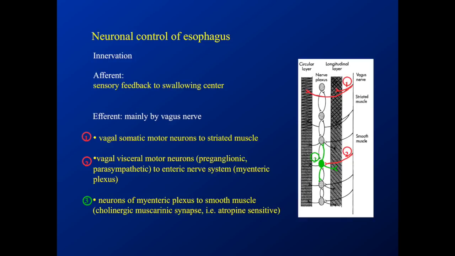The efferent is mainly by the vagus nerve, and there are several points to take note of here. The vagal somatic neurons are to the striated muscle at the top third of the esophagus. Then you have vagal visceral motor neurons that are preganglionic and parasympathetic, and these go to enteric nervous system sites through the myenteric plexus. And then finally, these myenteric plexuses send out nerve branches to the smooth muscle, and these are generally cholinergic muscarinic synapses that are atropine sensitive.